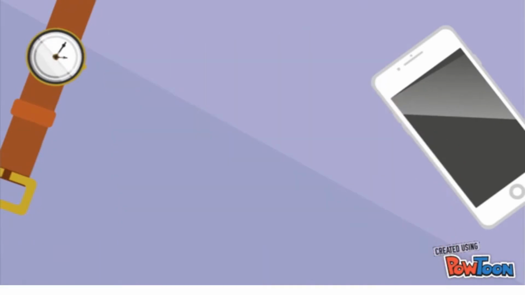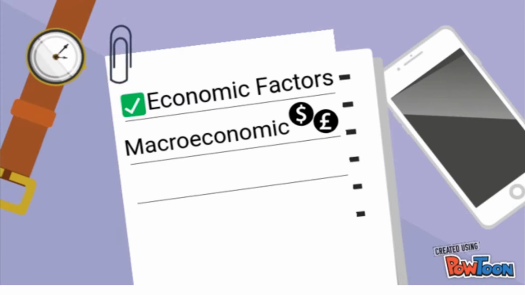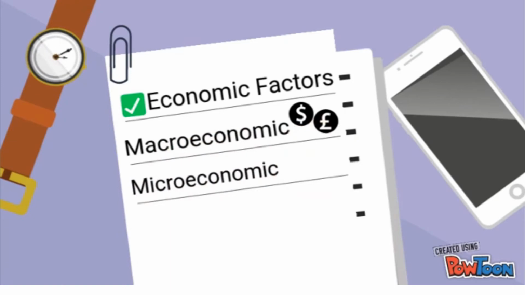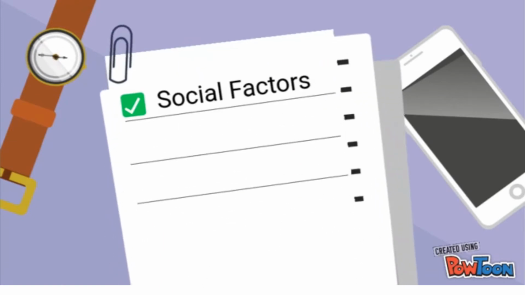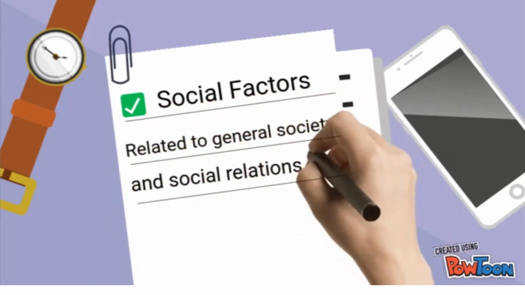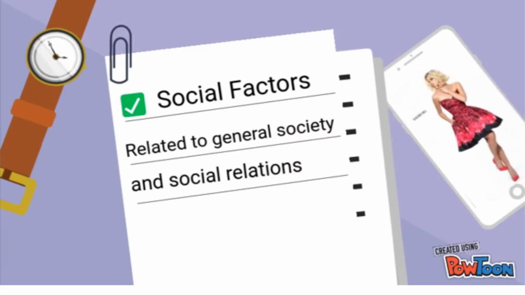Two are economic factors, which can be macroeconomic, like interest rate, currency exchange, or microeconomic, such as market size, supply, and demand. Three are social factors, which are factors related to general society and social relations that affect your business. An example is trend in clothing fashion, for the autumn season, for example.